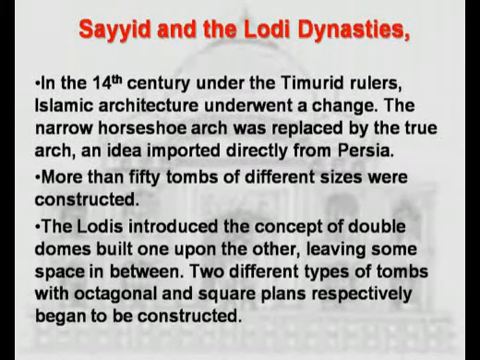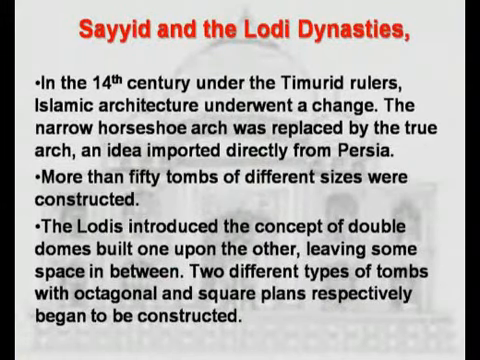Coming to the last dynasty of the Sultanate period, the Sayyids and the Lodi dynasties, the Islamic architecture under these Timurid rulers underwent a change. The narrow horseshoe arch was replaced by the true arch, an idea imported directly from Persia. However, Indian masons weren't completely convinced of its holding power, and they began using wooden beams as supports. And eventually, the four-centered arch minus the beam support came into vogue.